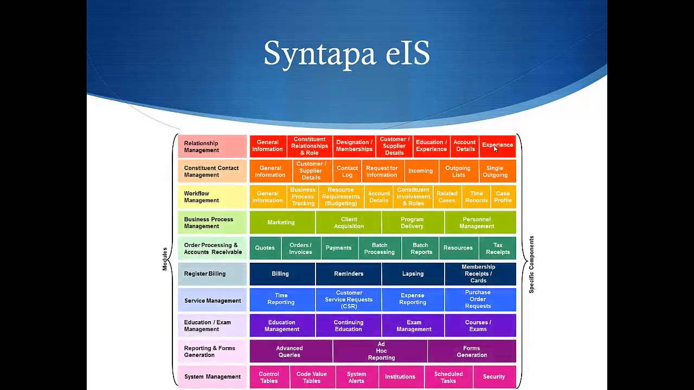All of the different Lego blocks make up the overall eIS solution. And again, you can pick and choose the components that are right for you, even though there is a standard set that comes within the standardized eIS solution. A number of these building blocks make up different capabilities that we offer. Everything from the relationship management side of things, all the way through to things such as workflow, billing, order processing, and education exam management as well. We also offer full reporting capabilities and the ability to generate standardized forms, surveys, and template letters for your members.